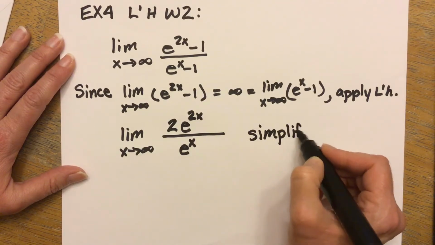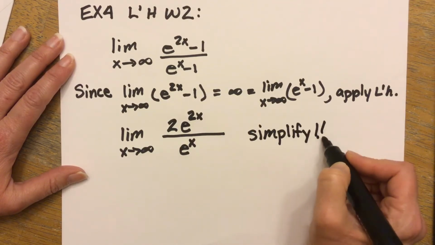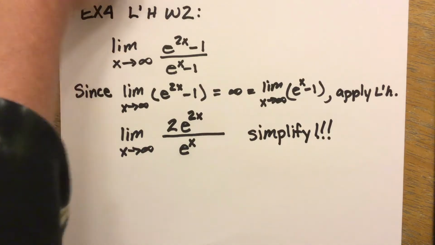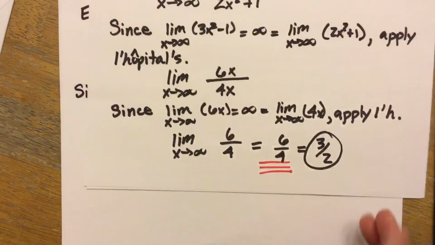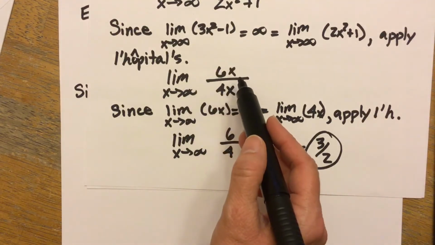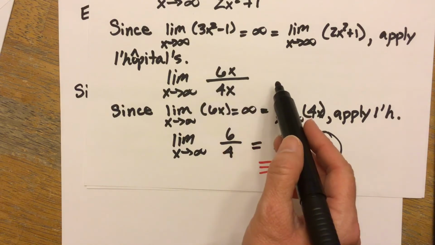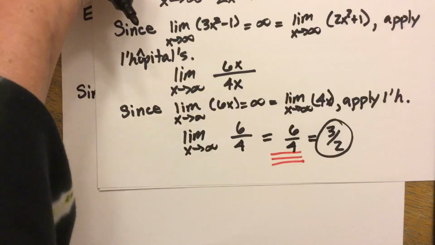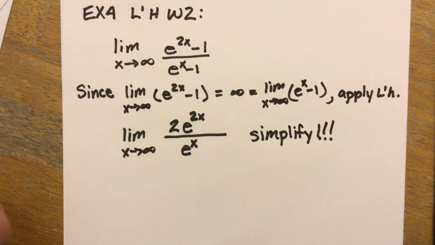And we could have done this in an earlier problem. We could have simplified, and I forget what example that was, but we had 6x over 4x inside, and we could have simply simplified that at this step right here. We could have canceled and said we had the limit of 6 over 4 and not even applied L'Hopital's at that point. So that's a choice that you could make.